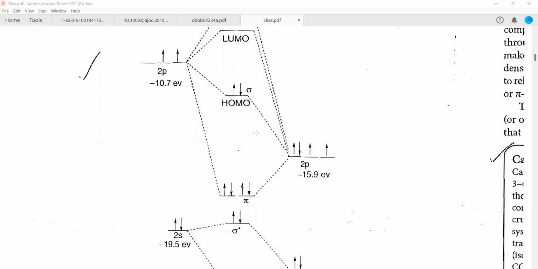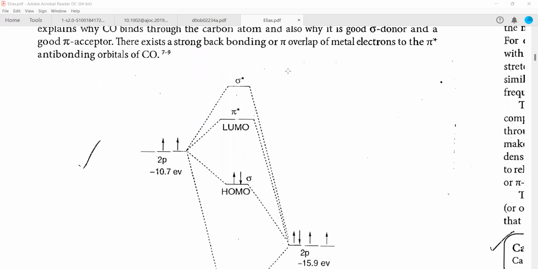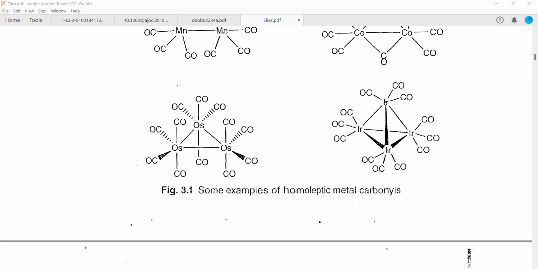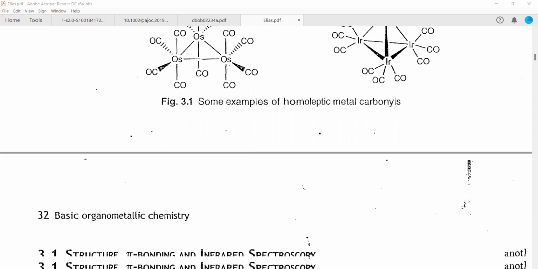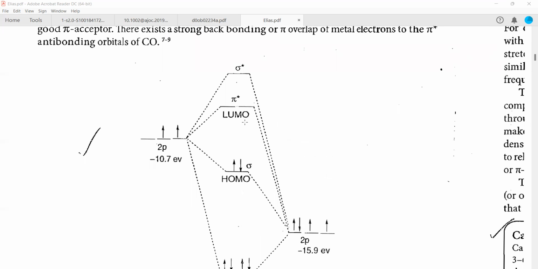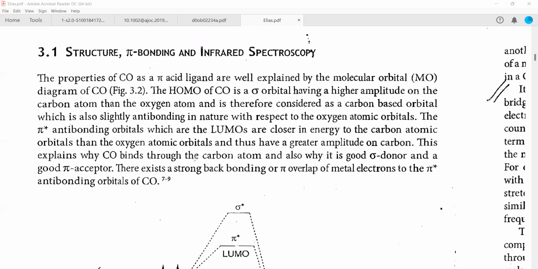So what does this information mean? This information means a very important thing. It means that mostly the electron donation and acceptance is via carbon and not via oxygen. That is why you draw it like this: metal and you draw CO and you don't draw OC, right? Because it is mainly because of the carbon. So that sigma bond, that is the HOMO, and the LUMO have more C character. Okay, a higher percentage of C than oxygen.